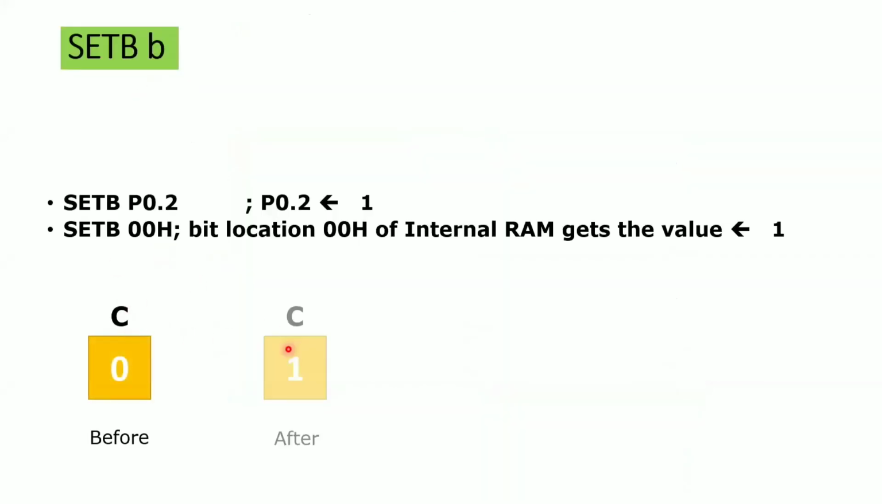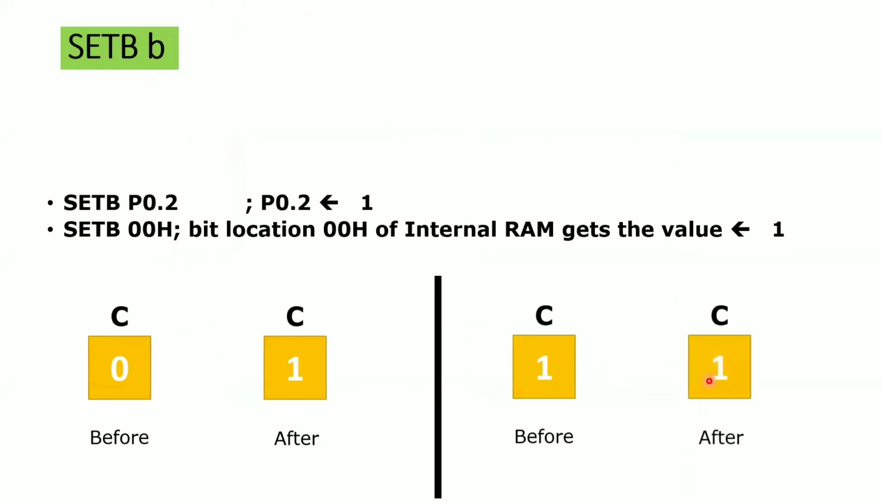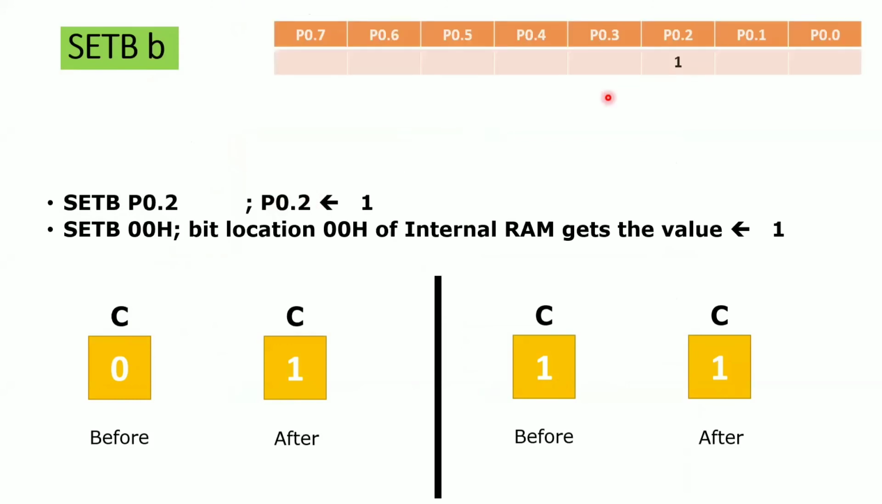If you want to use the carry flag, earlier it is 0 and after it is 1. Similarly, the carry flag is 1, after that it is also 1, but I am using SETB for P0.2. So what does P0.2 mean? Port 0.2. I'm sure you know that port 0 consists of 8 pins, 0 to 7, and P0.2 is one pin of that port. Now if you want to make it 1, you can use this instruction.